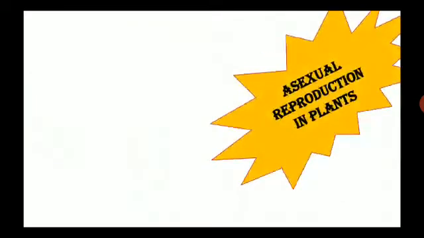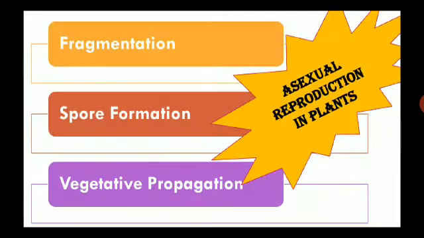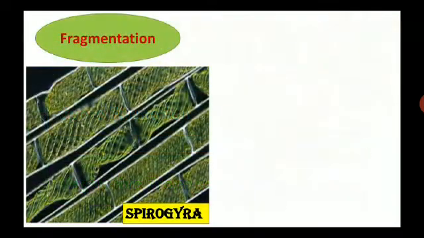Children, asexual reproduction in plants. The three types are fragmentation, spore formation and vegetative propagation. First of all, we'll discuss fragmentation. Children, many times we see green patches floating on the surface of stagnant water bodies like ponds, ditches and lakes. The green patches are due to the growth of green algae called Spirogyra.